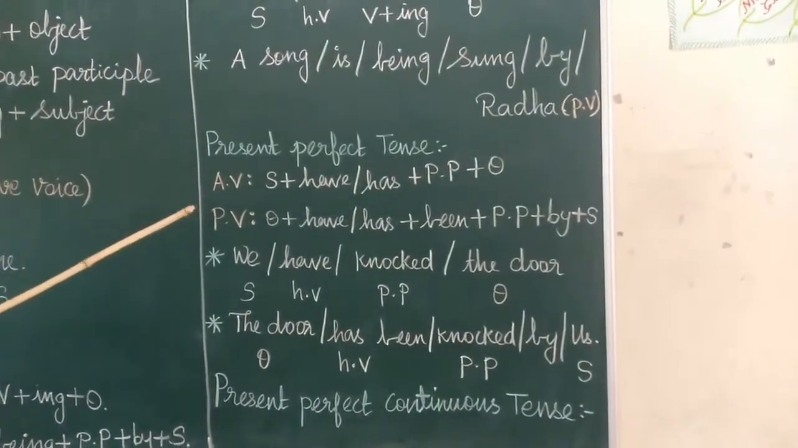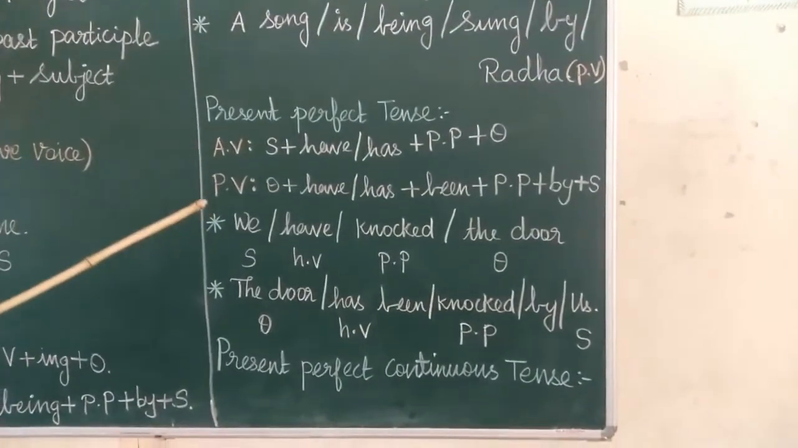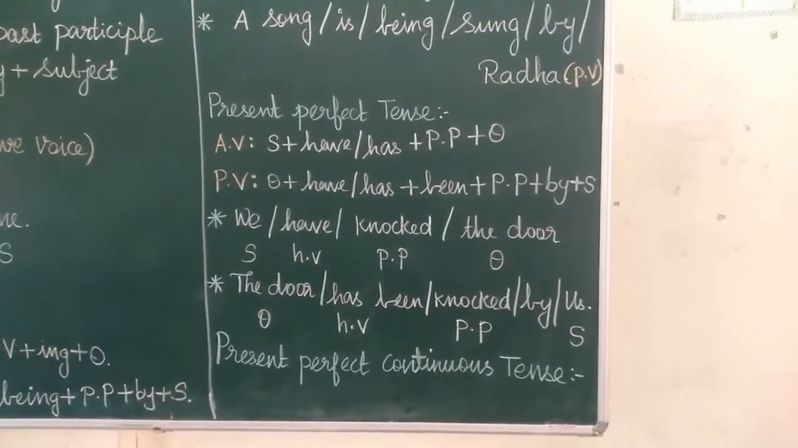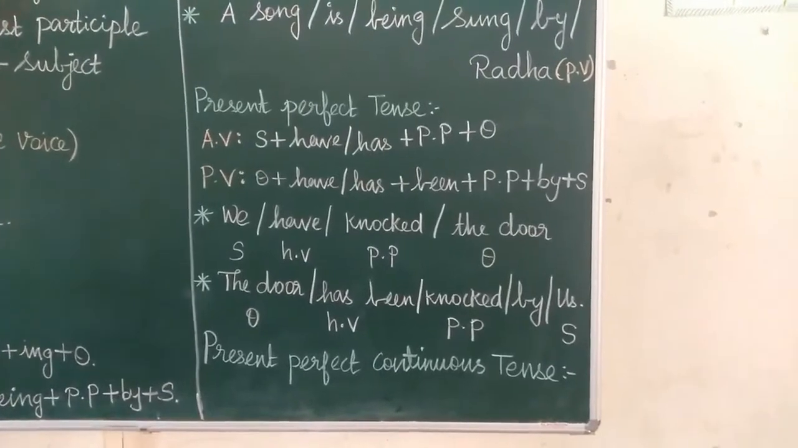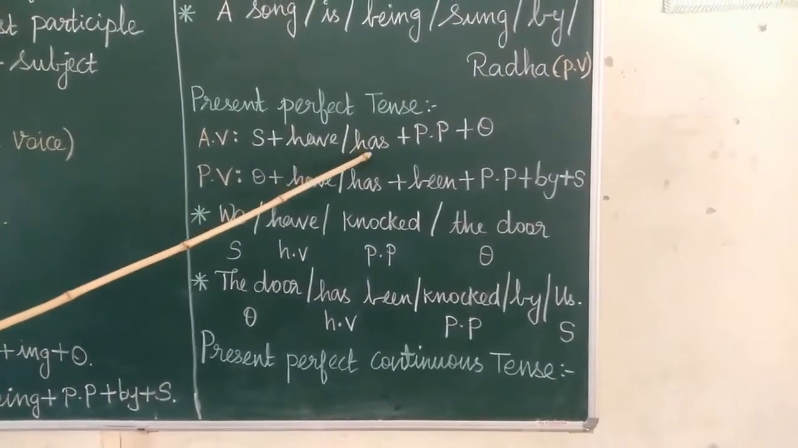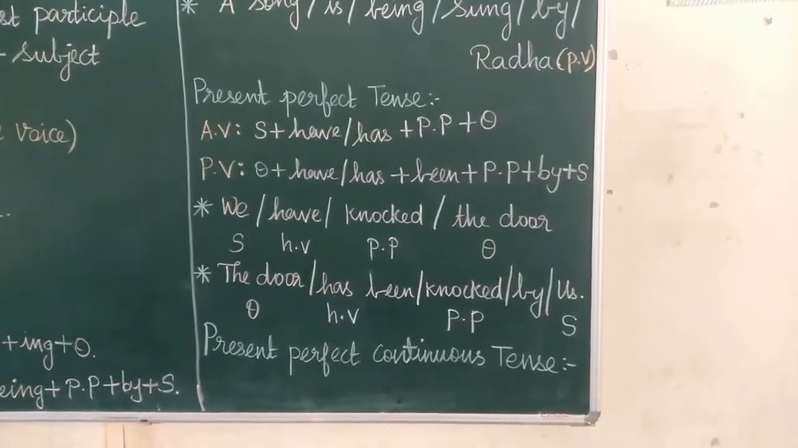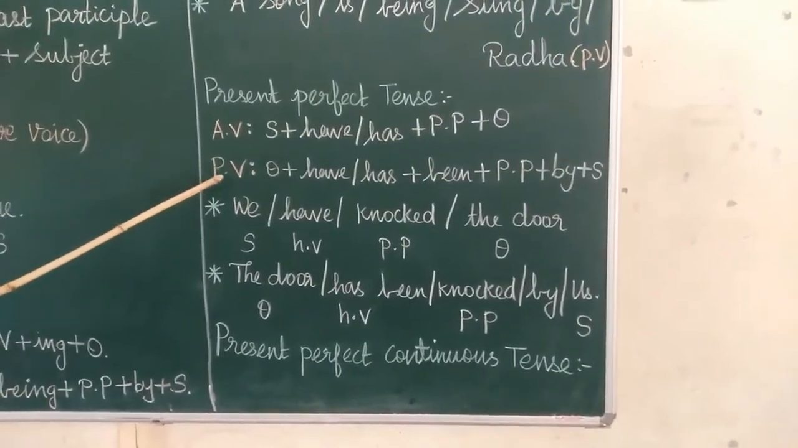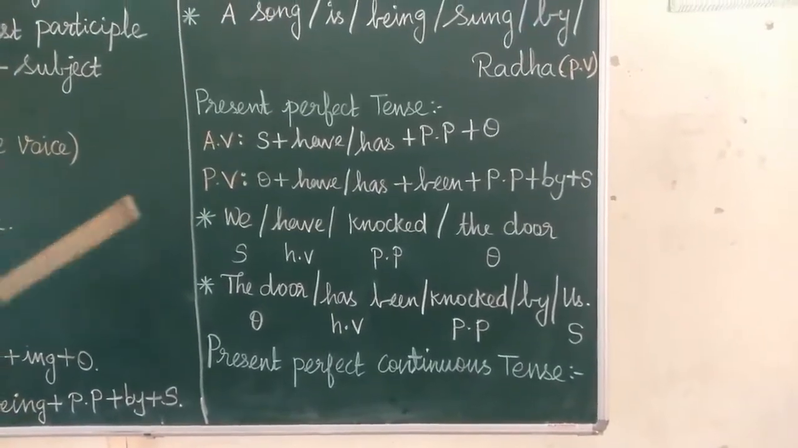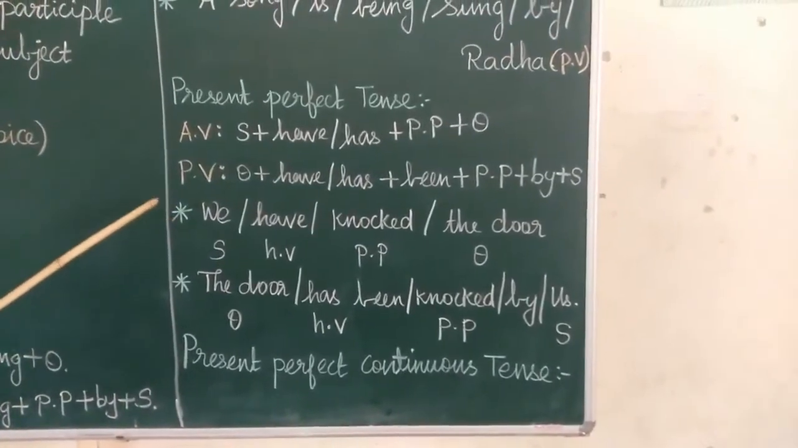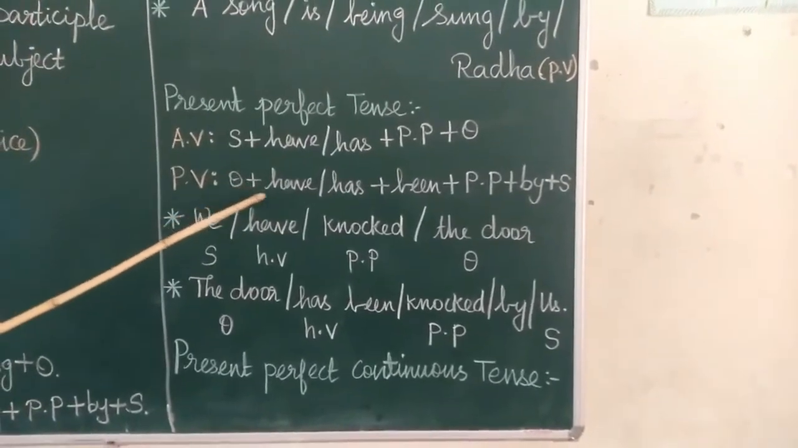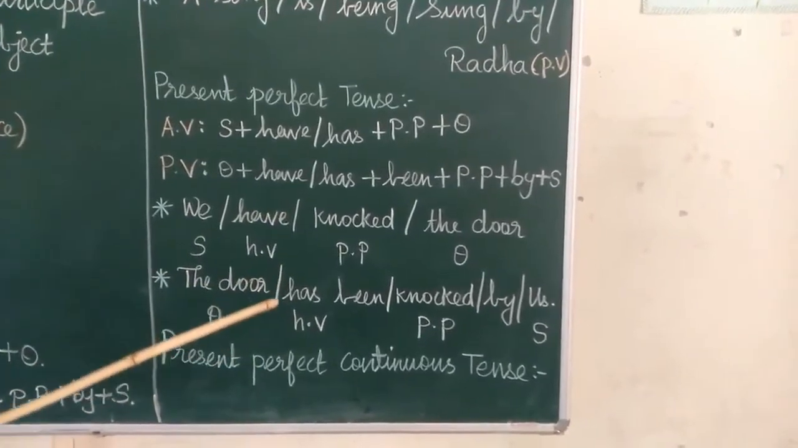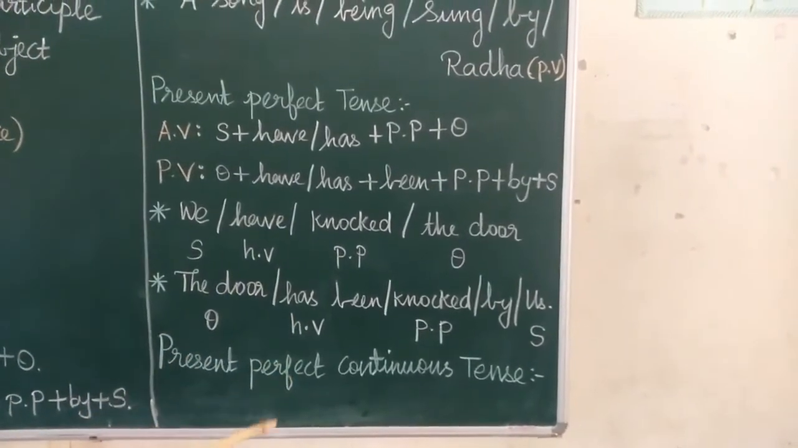Active voice formula is subject plus have or has plus past participle plus object. For third person singular, we have to add has. For other subjects, we can use have. The passive voice formula is object plus have or has plus be plus past participle plus by plus subject.